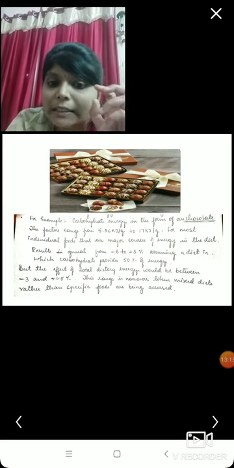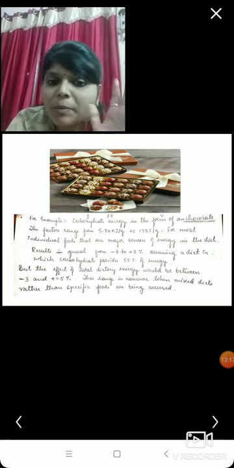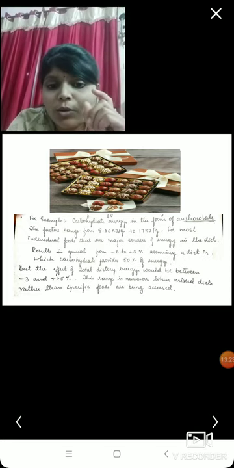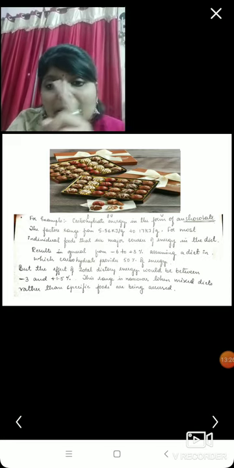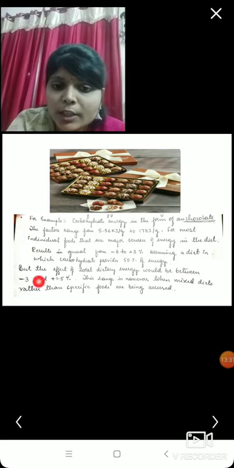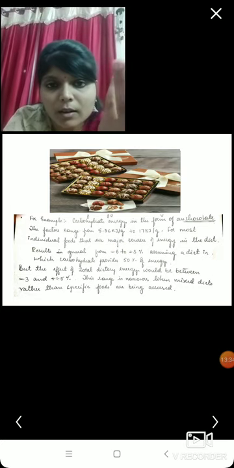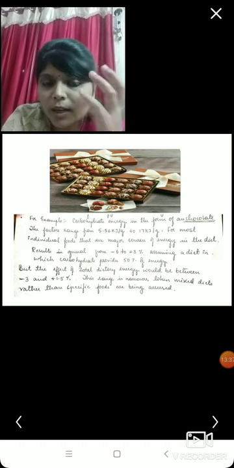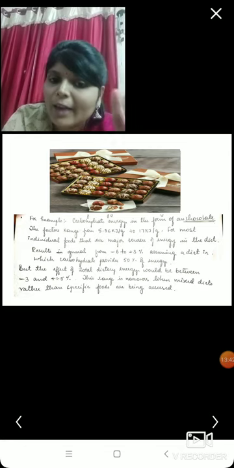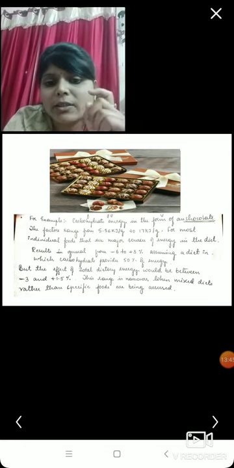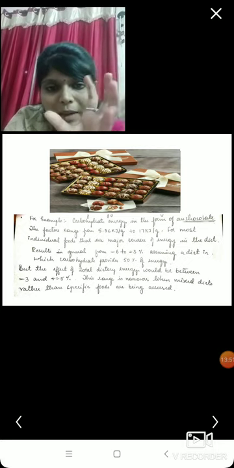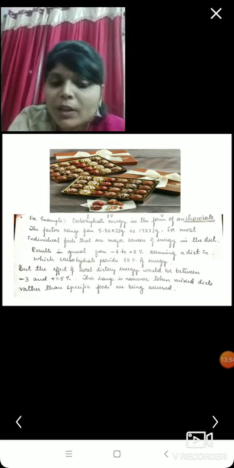Assuming a diet in which the carbohydrate provides 50% of the energy, the effect on the total dietary energy would be between -3 and +1.5%. So much variation that you can see, isn't it? 50% is being lost somewhere. Whatever we are assuming, so much 50% is only being shown here as a value. The range is narrow when mixed diets rather than specific foods are being assessed. When you calculate only the specific foods, then this would be the range.